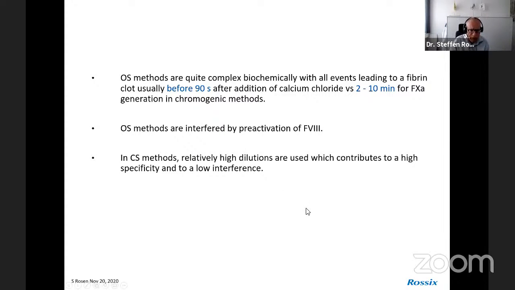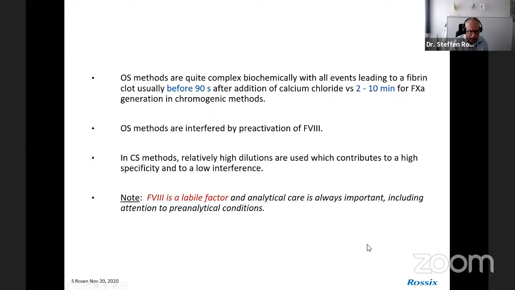In chromogenic methods, relatively high dilutions are used, which contributes to a high specificity and to low interference. And very important, factor VIII is a labile factor, and analytical care is always important, including attention to pre-analytical conditions.